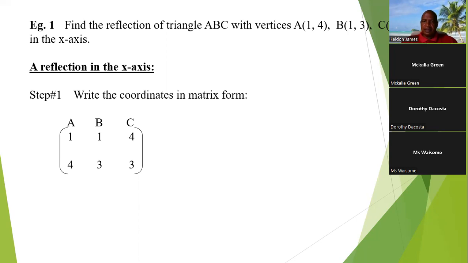Ms. Doherty, what do you mean by pre-multiply by the reflection matrix? Sir, put the matrix in front of the pre-image matrix. Right? This here is your pre-image matrix. And when you pre-multiply by the transformational matrix, you're going to put it in front of this matrix.